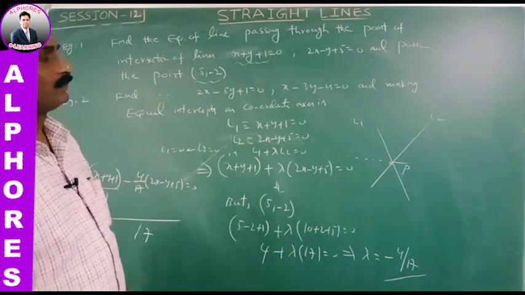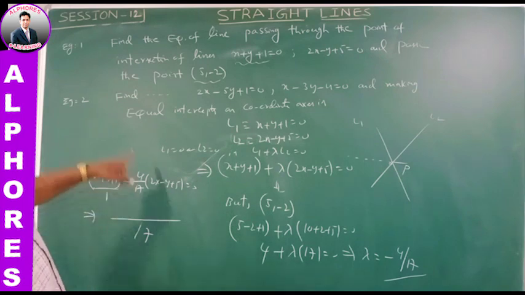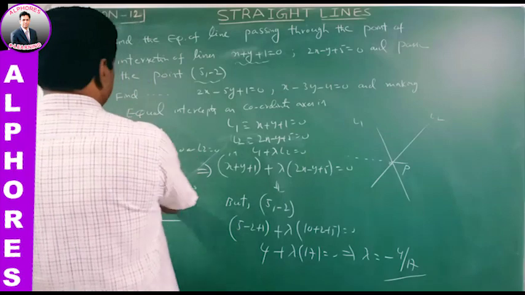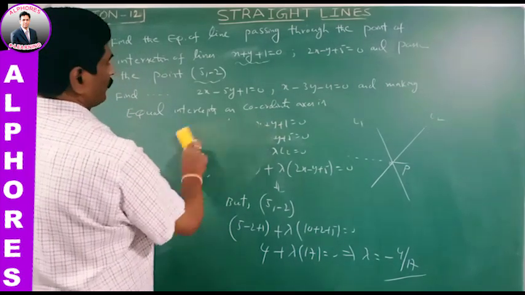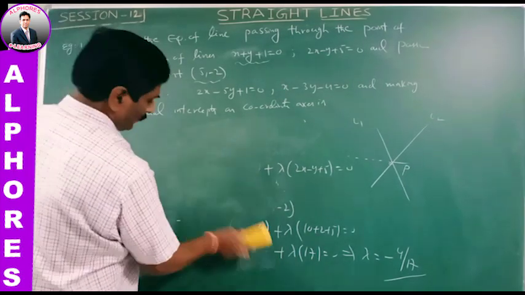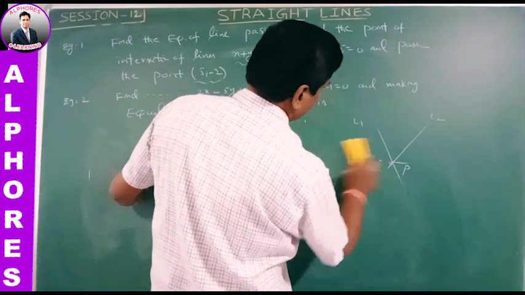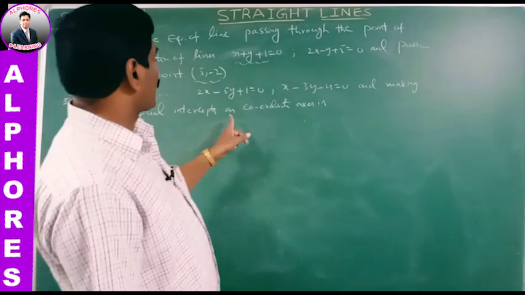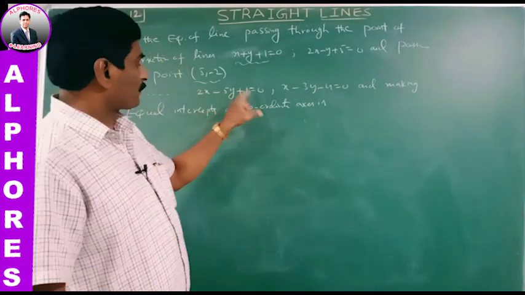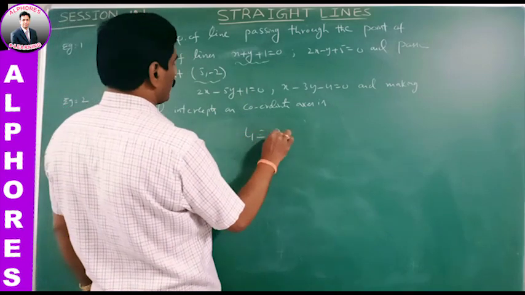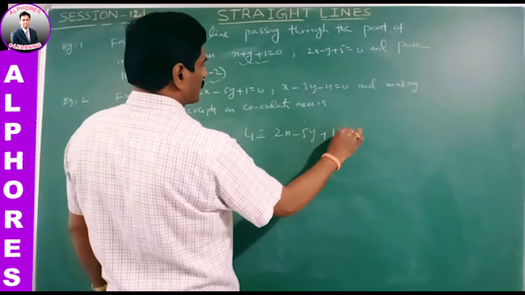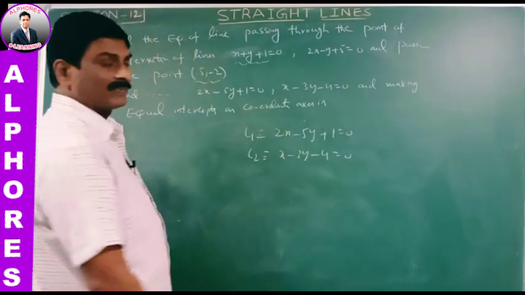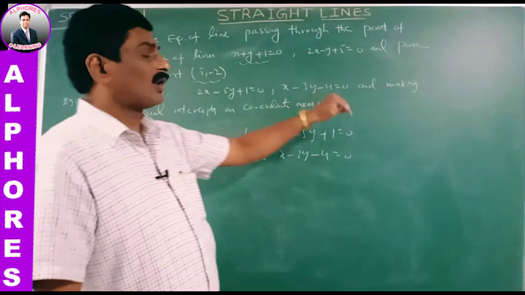Example 2. Find the equation of the line passing through the point of intersection of the lines 2x minus 5y plus 1 is equal to 0, and the second line, x minus 3y minus 4 is equal to 0, and making equal intercepts on the coordinate axes.